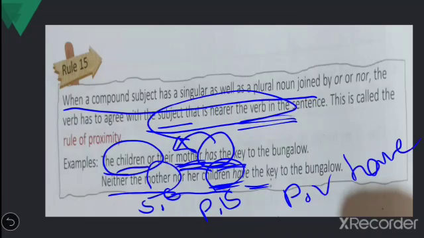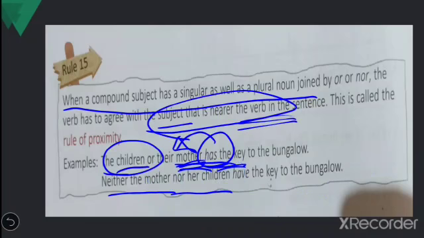So clear, students? Which subject is near to the verb? According to that nearer subject, we have to use the verb. Though there is a plural and a singular noun also, but which noun is near to the verb? According to that, we have to use the verb. So here the noun children is near. That's why, children is plural, so we have to use have, the plural verb.